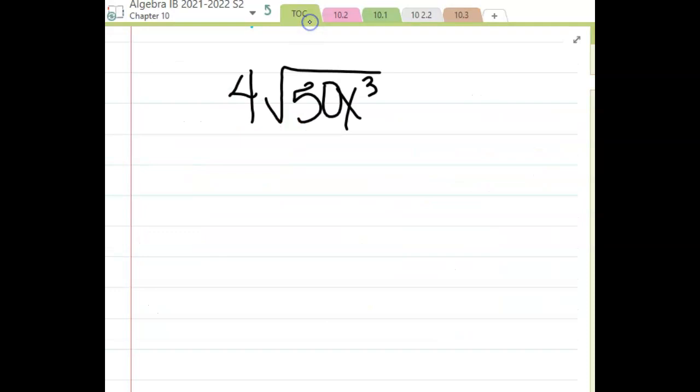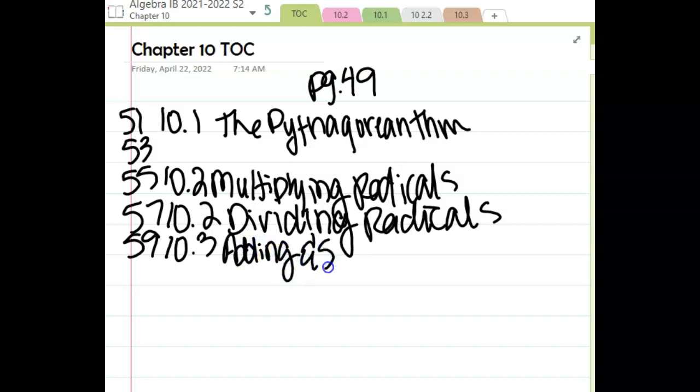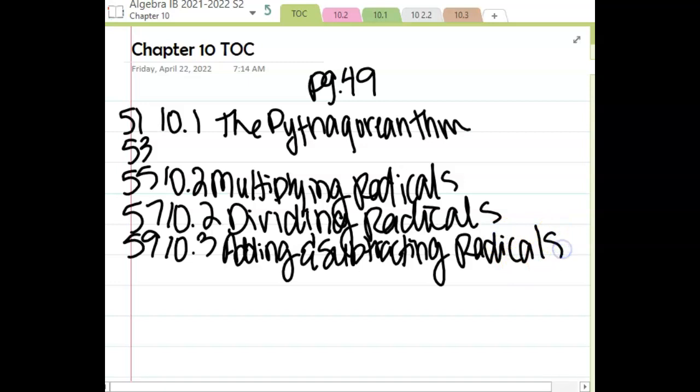Okay, let's get this glued into page 59. Okay, this is section 10.3, adding and subtracting radicals. Go ahead and get that glued in. Get your table of contents filled out. We don't have any homework to grade, so we'll go right into our examples.